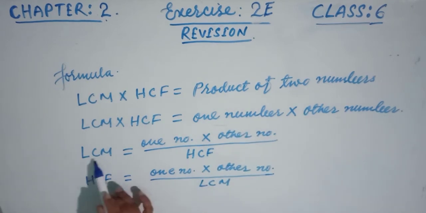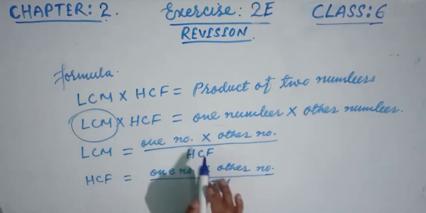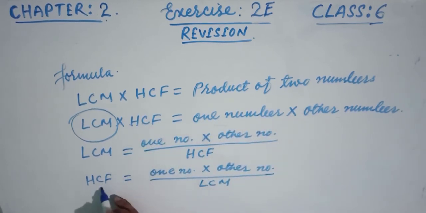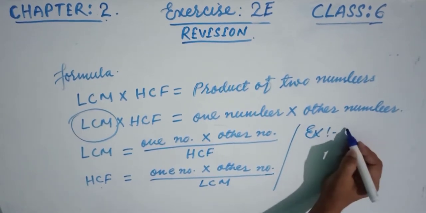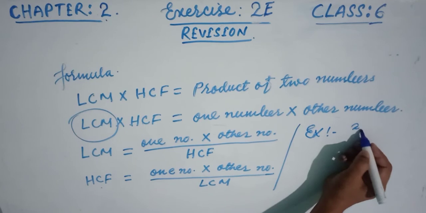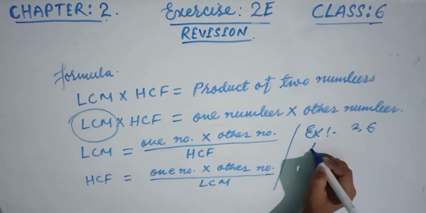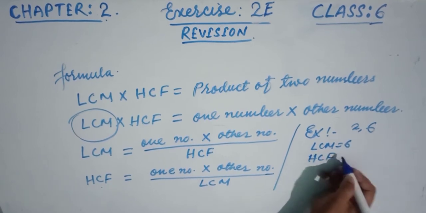Okay, now if you find the LCM, then this will go in the dividend, meaning one number multiplied by the other divided by HCF. If you find the HCF, then the LCM will go in the divisor. Or we can take an example, suppose take 2 and 6. These two numbers. First find the LCM. LCM is 6, HCF is 2.